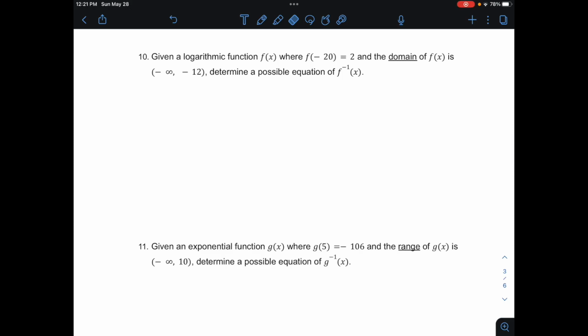All right, continuing on here. In this problem, we are given a logarithmic function f of x, and we know that f of -20 equals 2. We are given the domain of f of x is (-∞, -12). Determine a possible equation of f inverse of x. Okay, so we have to think about what we know about logarithmic functions. So I'm going to draw a little graph.